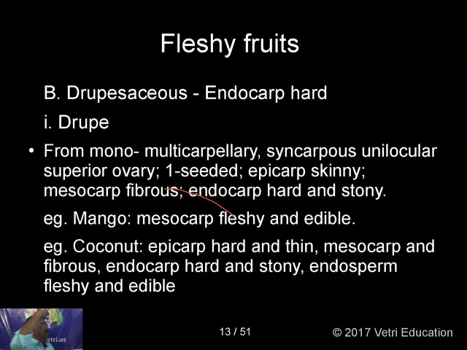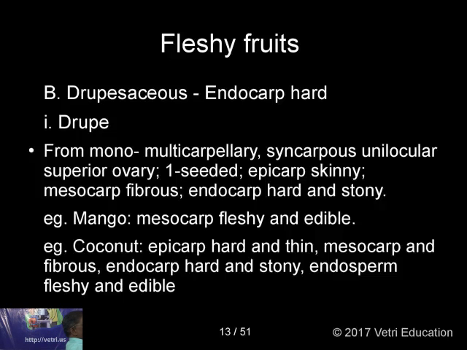Next, the second part among the fleshy fruits is the drupaceous, where the endocarp is hard. A drupe is from a mono or multicarpellary syncarpous, unilocular, superior ovary with one seed, as in mango. The outer epicarp is skinny, the mesocarp is fibrous, and the endocarp is hard and stony.